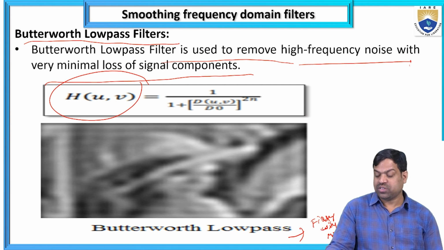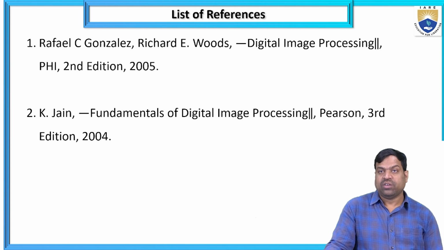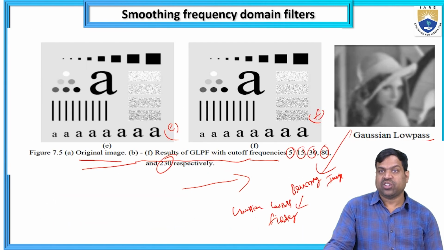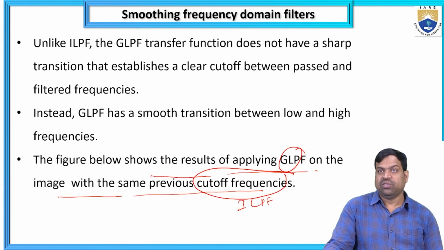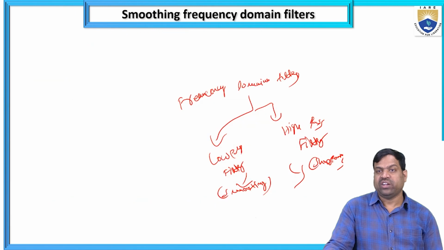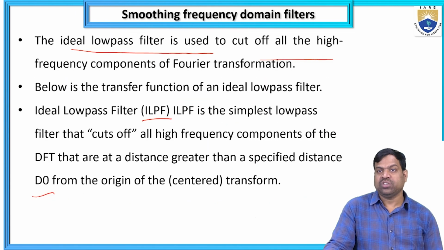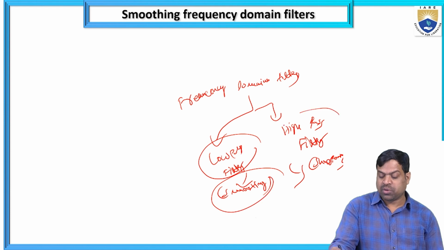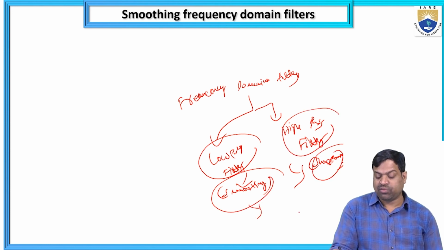with a mask. So these are the smoothing frequency filters, which are nothing but low pass filters. In the frequency domain there are two types: the low pass filter and the high pass filter. The low pass filter is used for smoothing, and high pass filters are used for sharpening. So in this session we discussed smoothing with low pass filters.